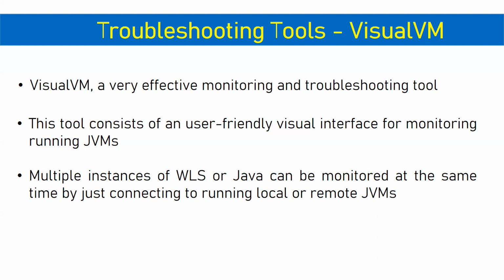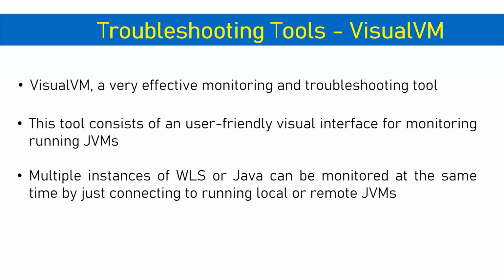Multiple instances of WebLogic server or Java can be monitored at the same time by just connecting to running local or remote JVMs. That means you have the flexibility to connect to n number of domains, n number of admin servers, and n number of managed servers with the help of this tool. Locally means it is running on the same machine where you are running the VisualVM tool. For example, if I'm running this on my laptop, and I also have some WebLogic instances running on the same laptop, those are called local instances.